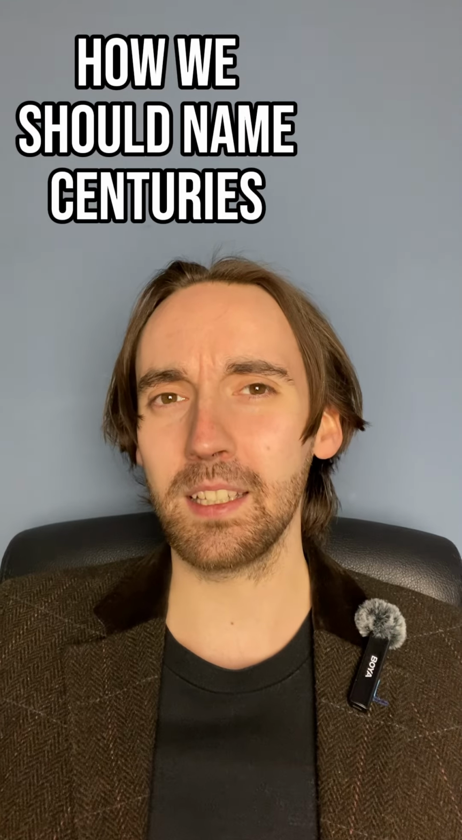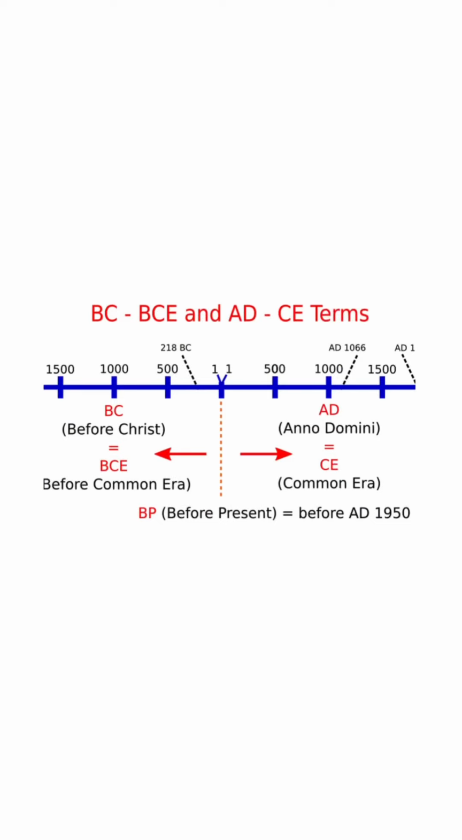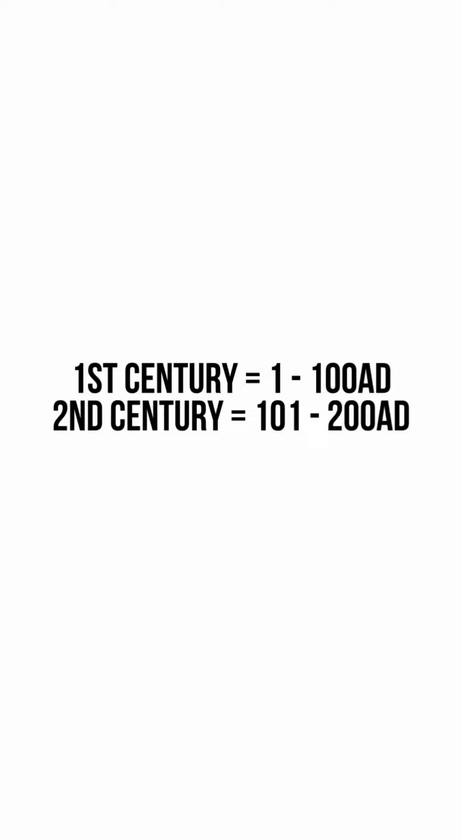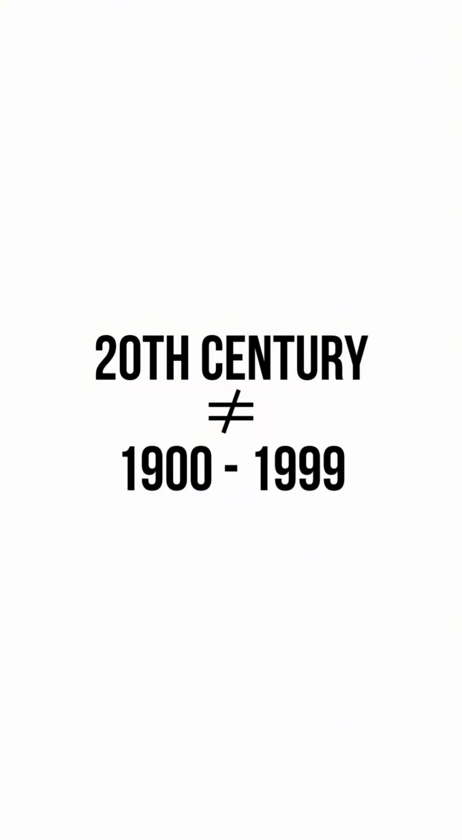Our way of naming centuries is awful and needs fixing. The biggest problem comes from how there's no year zero, as zero didn't exist when the Anno Domini system was introduced. If we start counting each set of 100 years starting from 1 AD, then technically the 20th century wasn't 1900 to 1999 and was instead 1901 to 2000. This is just horrible.